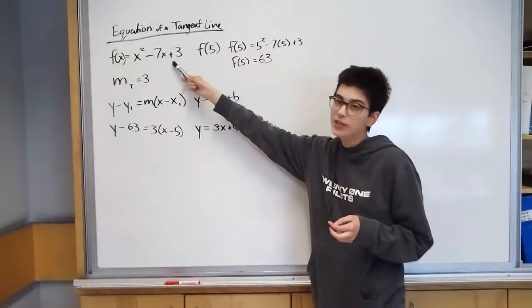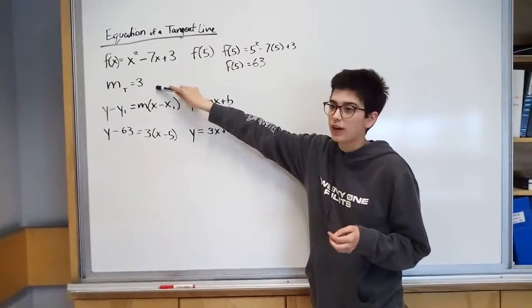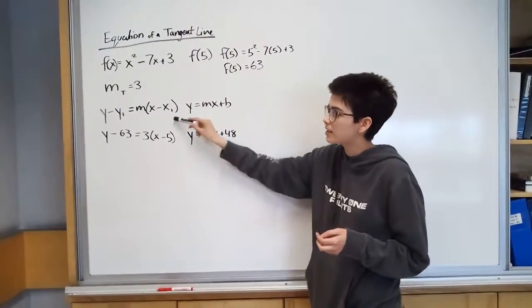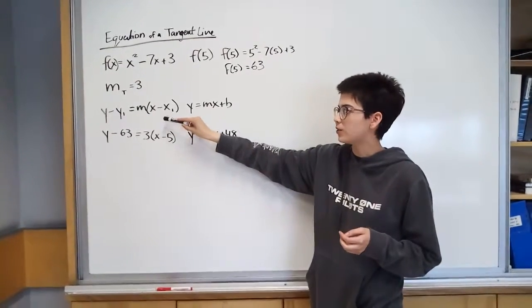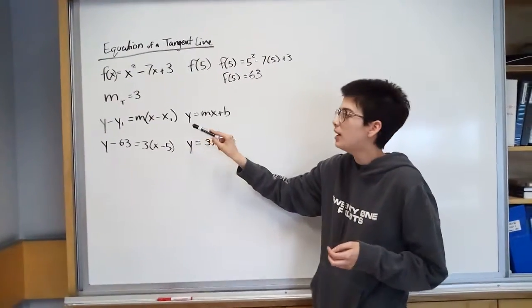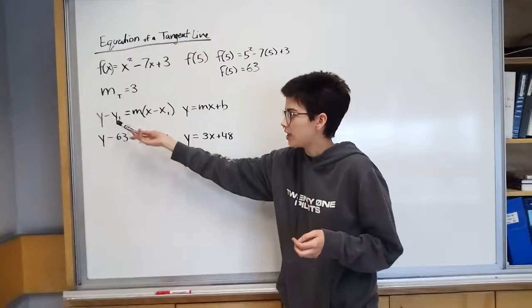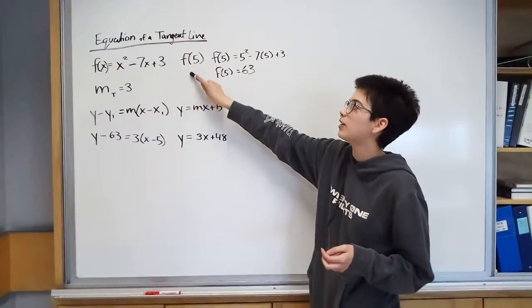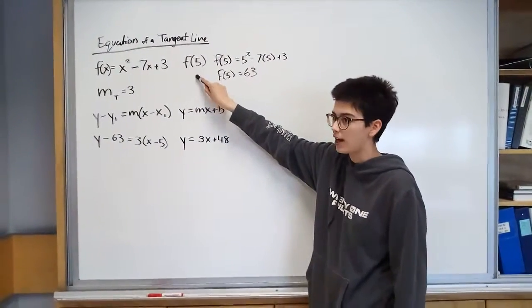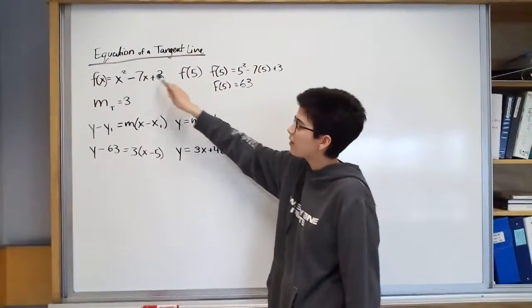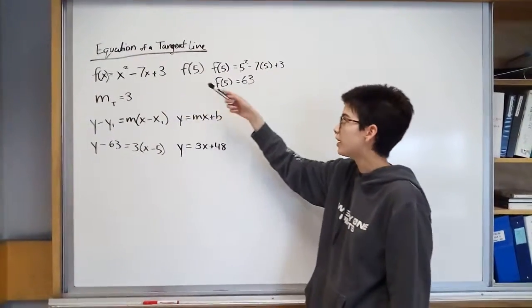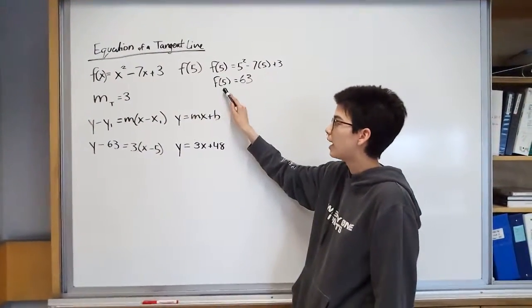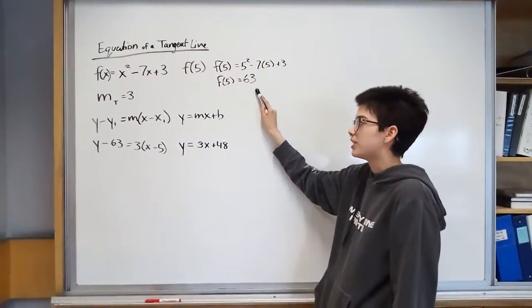So with the same equation that we used earlier and the same slope that we found, which was 3, you can plug it into this formula, y minus y1 equals m(x minus x1). And in order to get into this formula, you need to have the point. Luckily, the question had when the function was at 5. So all you have to do is take the 5 and plug it into the equation like we did earlier, and you get that at x equals 5, the function is at 63.